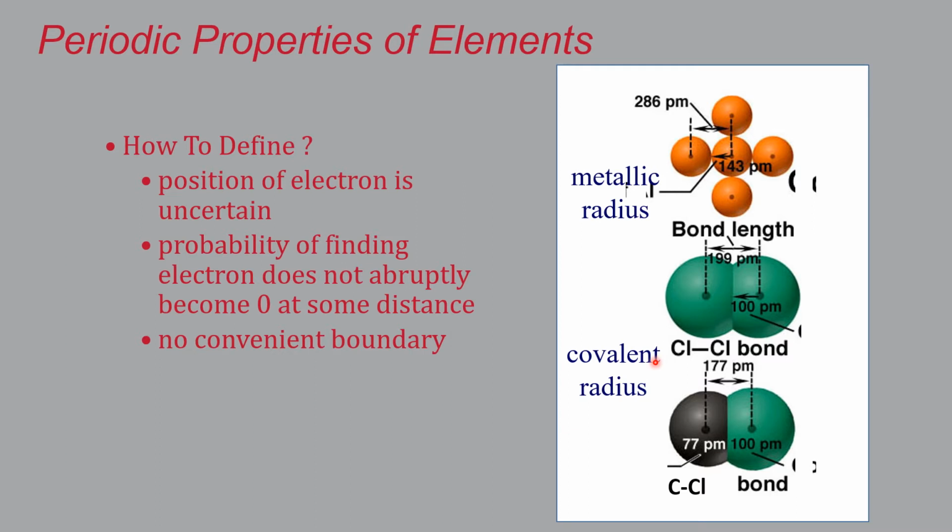So what I want you to do next is think about how the radius of a particular element, let's focus on this picture maybe for example, changes as you go from left to right across a row in the periodic table, and how it changes from top to bottom.